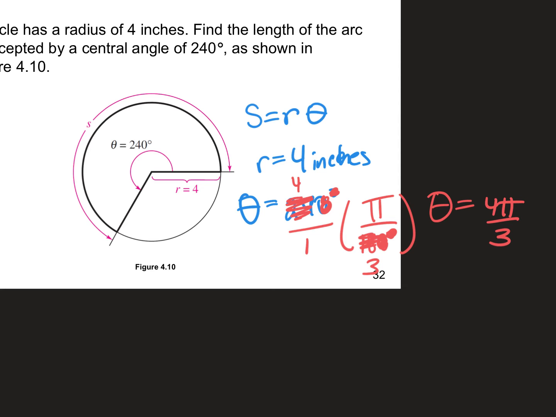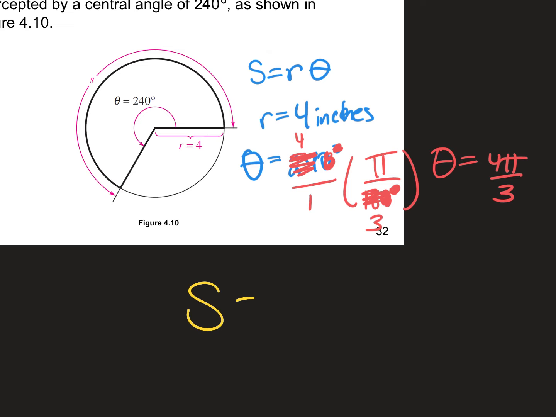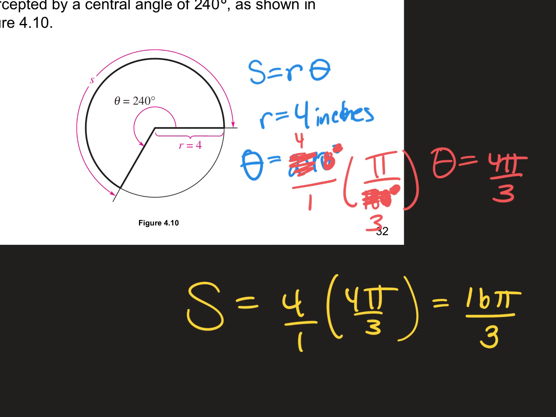Now, the rest of this is super simple, but if you don't remember to convert your central angle from degrees to radians, then you get your answer wrong. So as you guys are now going to find the arc length, it's radius, which is 4, times your central angle, which is 4 pi over 3. Well, what is 4 over 1, right? You're just multiplying two fractions together. So what is 4 times 4 pi? 16 pi over what? Over 3.